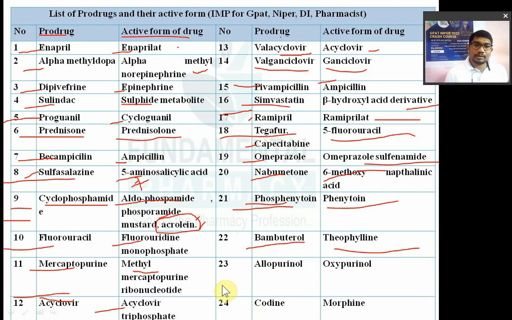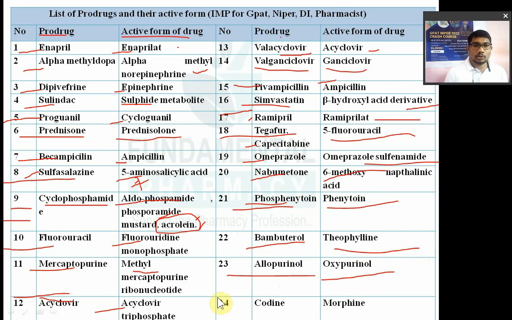Next drug is allopurinol. Allopurinol क्या है? It is a xanthine oxidase inhibitor. ये क्या करेगा? It will prevent the formation of uric acid. So it is used in the treatment of gout. Allopurinol is a xanthine oxidase inhibitor. So it is a prodrug and converted into oxypurinol metabolite.